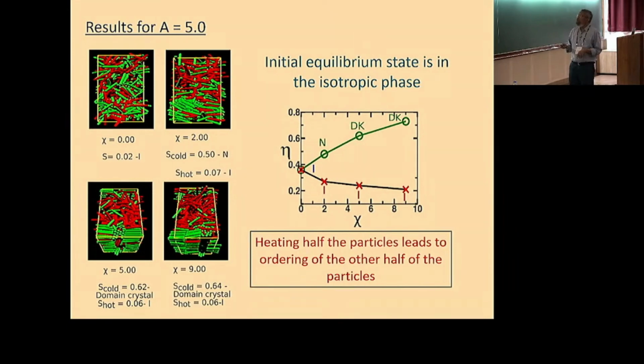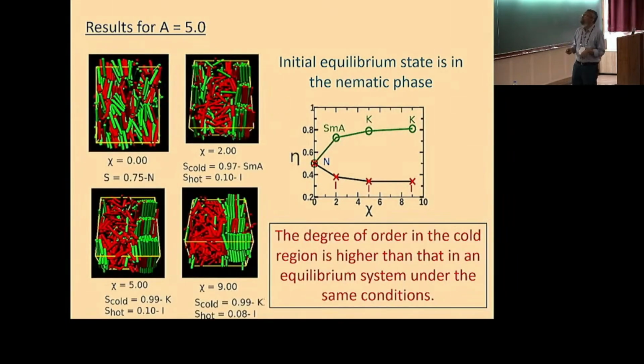So a similar thing can also be done where the initial state is a nematic phase. Then again, as you increase this parameter, which is a measure of activity, if you look at the cold particles, the particles which are nematic initially will go to the smectic phase and then crystal and so on. It's getting ordered.